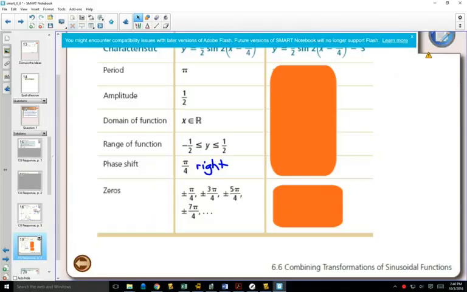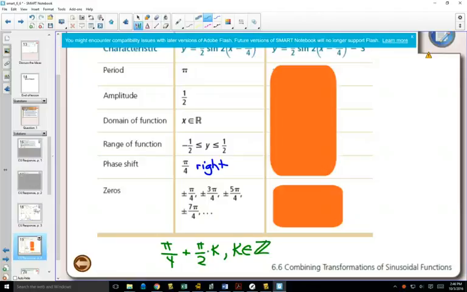But when I go to write them all out, I could start with one that I know. I know that I have pi over 4. The distance in between them is still pi over 2. So I would start with the one that I know, and then I could add or subtract pi over 2 as many times as I wanted, where k is an integer. So that's using the same idea that we wrote all our zeros from last time.